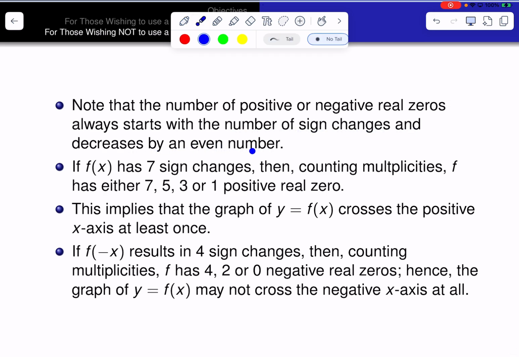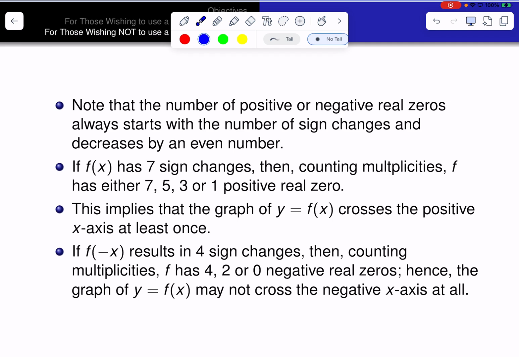All right. Notice that the number of positive or negative real zeros always starts with the number of sign changes and decreases by an even number. So if you have 5 sign variations, what you're going to end up with is 5, 3, and 1. If you have 6 sign variations, you'd have 6, 4, 2, and 0. You don't go past 0. So you keep subtracting 2 until you can't go any further, and you stop at 0. So if you have 7 sign variations, you could have 7, 5, 3, or 1. You can't subtract 2 again, because if you subtract 2, you'll go negative. So you go down till 0 and you stop, okay?